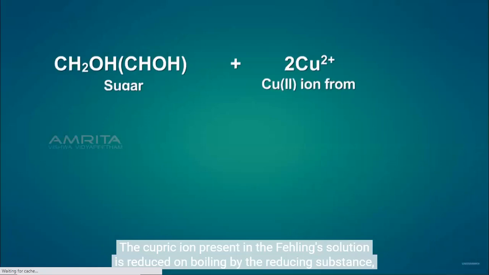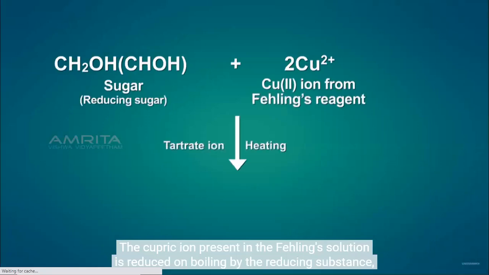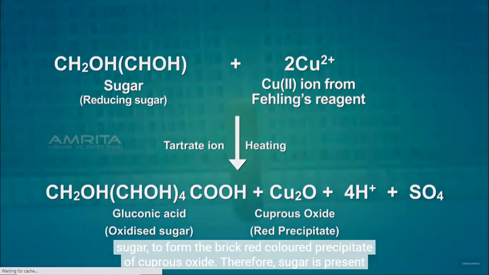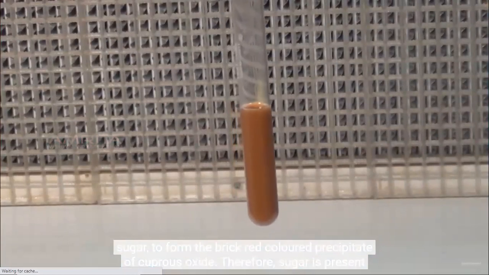Conclusion. The cupric ion present in the Fehling's solution is reduced on boiling by the reducing substance, sugar, to form the brick red colored precipitate of cuprous oxide. Therefore, sugar is present in the urine sample.